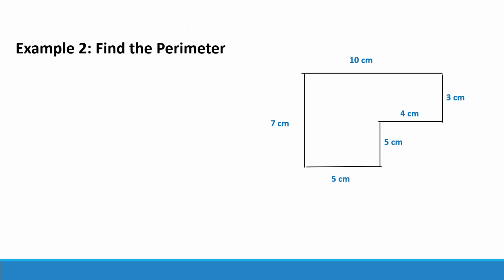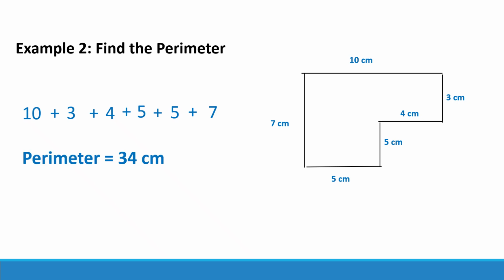Now that we know every side length, we can find the perimeter. Starting from the top, add all the outside side lengths together. 10 plus 3, plus 4, plus 5, plus another 5, plus 7. That equals 34 centimeters. Therefore, the perimeter of this compound shape is 34 centimeters.